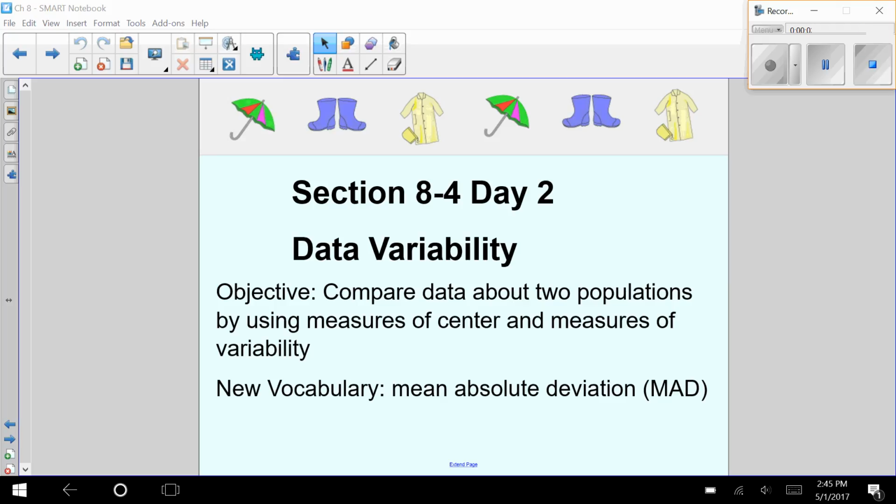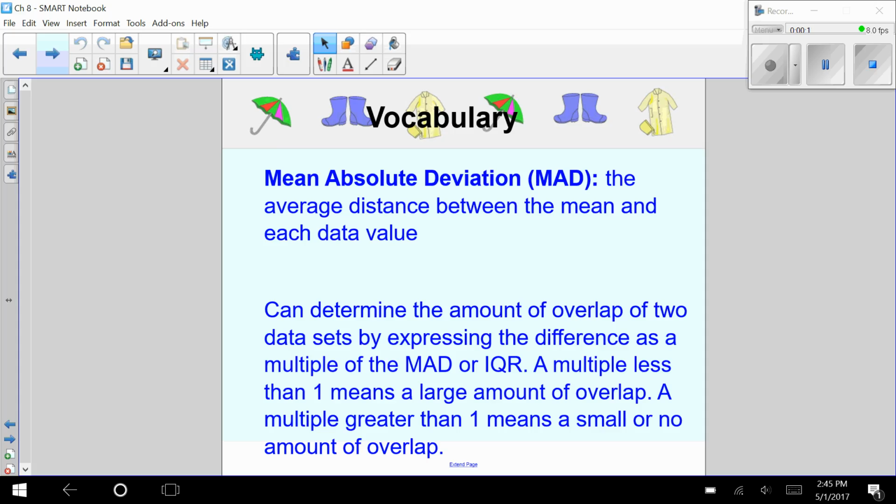This is section 8.4, day 2, data variability. Our objective today is to compare data about two populations by using measures of center and measures of variability. Let's start with our vocabulary.